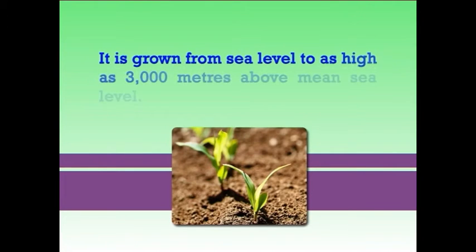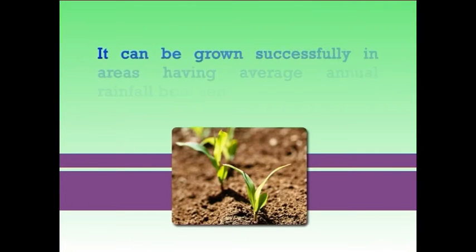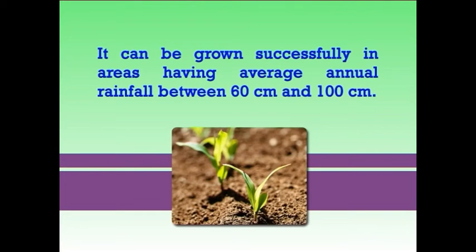It is grown from sea level to as high as 3,000 meters above mean sea level. Therefore, it can be grown successfully in areas having average annual rainfall between 60 and 100 centimeters.